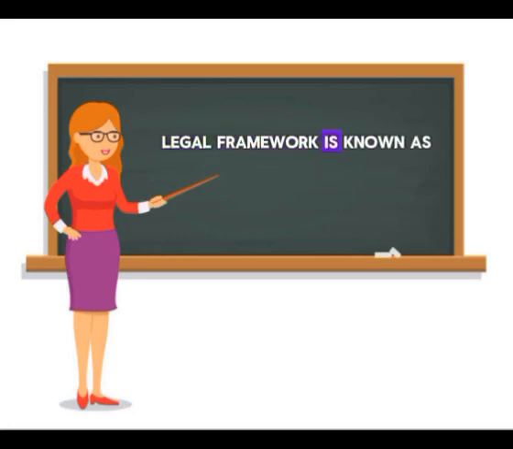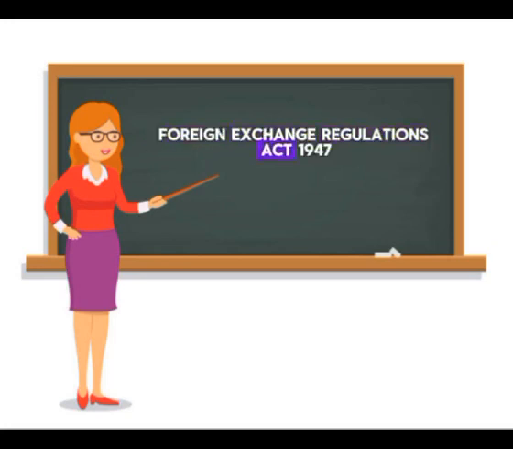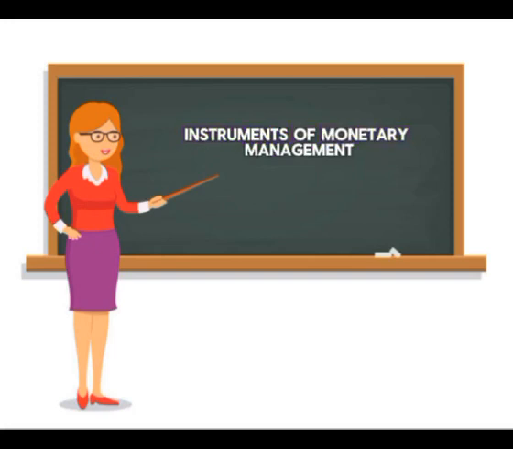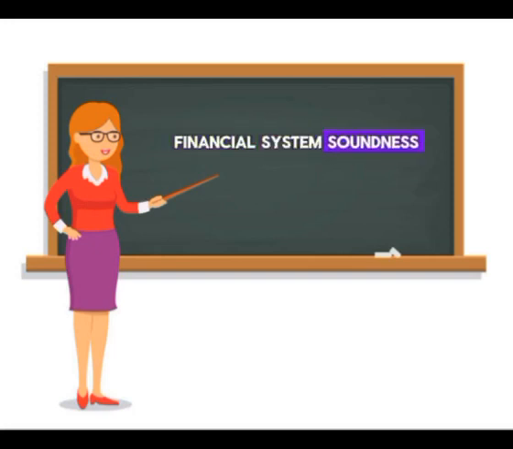Legal framework. SBP's functions are governed by various acts, including the SBP Act, 1956, Banking Companies Ordinance, 1962, Foreign Exchange Regulations Act, 1947, and Payment System and Electronic Fund Transfer Act, 2007. Functions of SBP. Regulation of liquidity. Manages monetary and credit policy to achieve growth and stability, using both direct and indirect instruments of monetary management. Financial system soundness. Regulates and supervises the financial system to ensure stability and protect depositors. Adopts a risk-based supervisory approach.